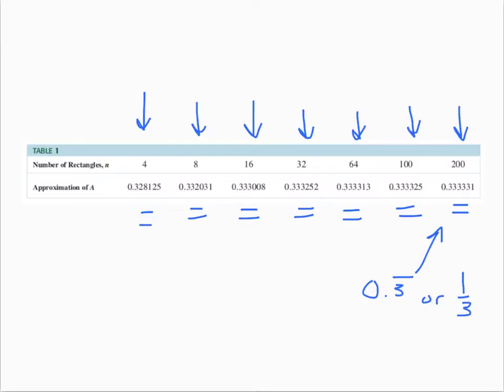As we increase the number of rectangles, we get a much more accurate approximation of what we think the area of region R is. So what I'm trying to do here is break down for you the calculations that we're going to need to make in order to find an approximation for the area of a region.